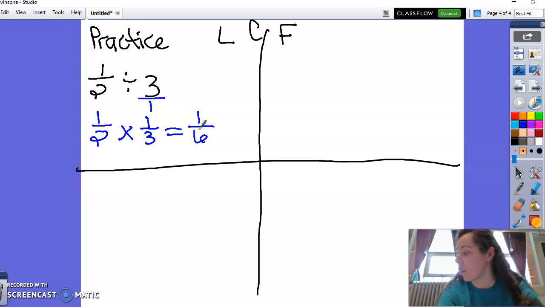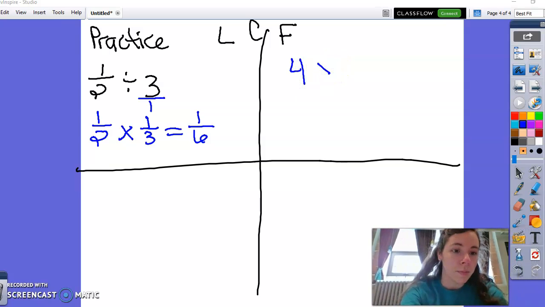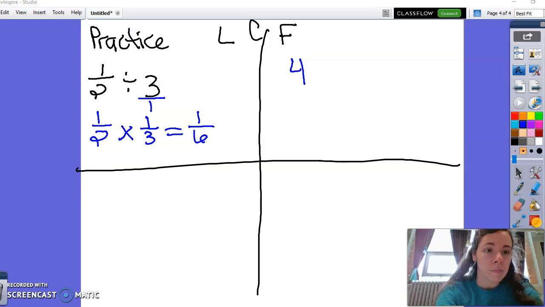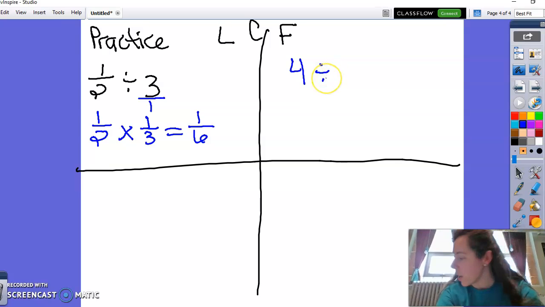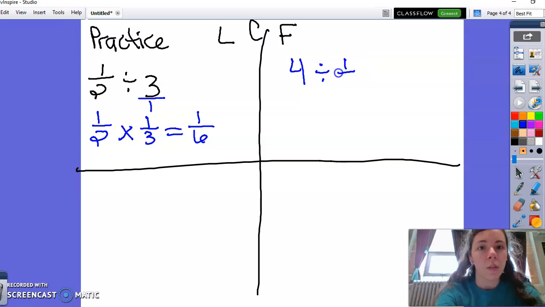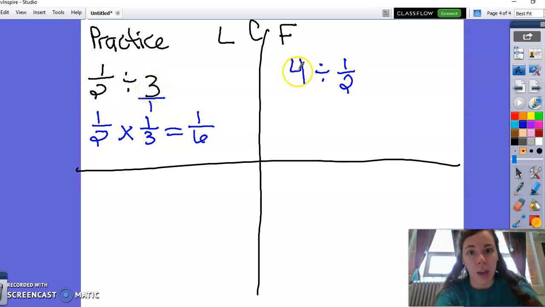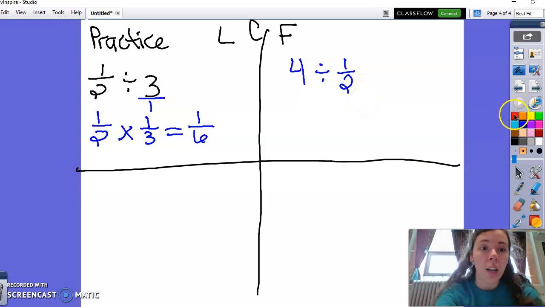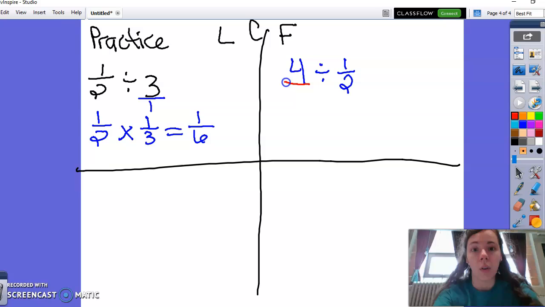Okay, let's do another example. Let's do 4 divided by 1/2. So we're kind of turning this one around, where we started with a fraction divided by a whole number. Now it's backwards. Now we have a whole number divided by a fraction. Okay, before I even get started, I notice that I have a whole number here, and I have to do something with that before we can do leave it, change it, flip it. I have to make it look like a fraction. So we're going to go ahead and do that.